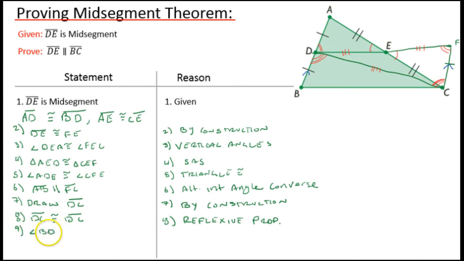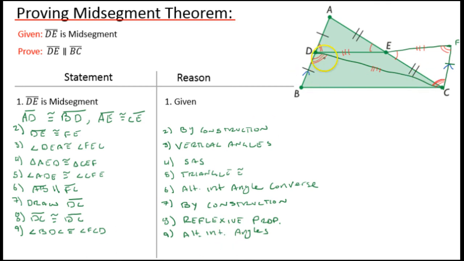If that's the case, then we know that angle BDC is congruent to angle FCD. Okay, so that is by alternate interior angles. So that's true.